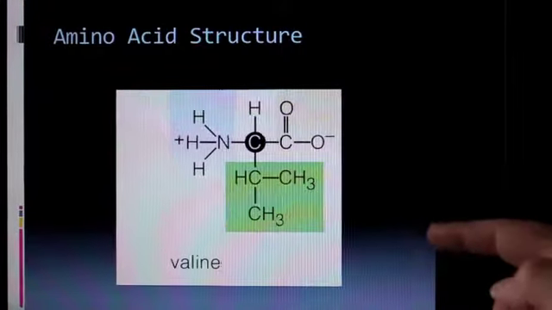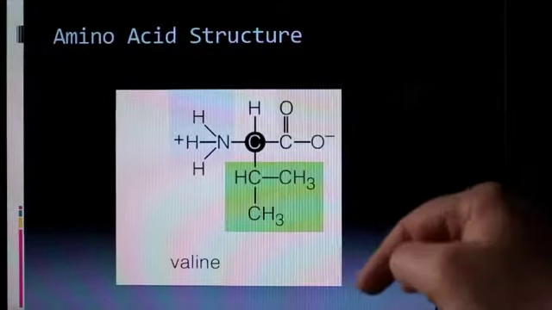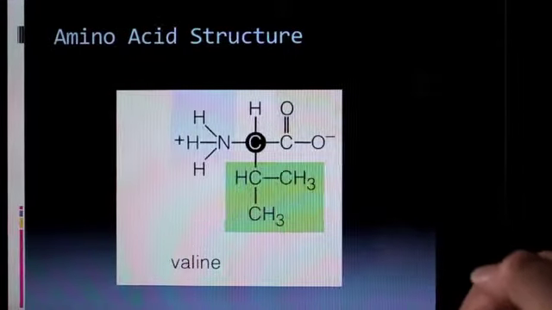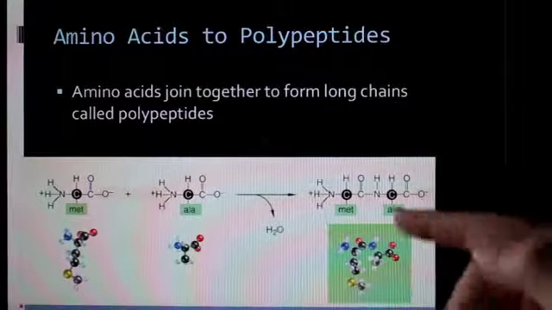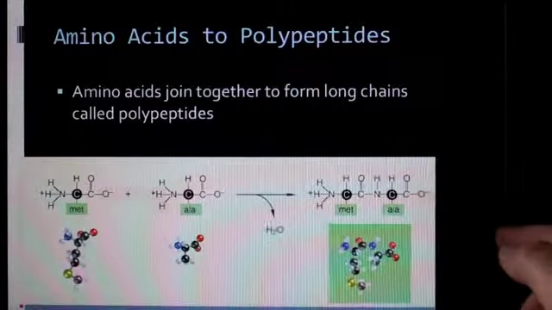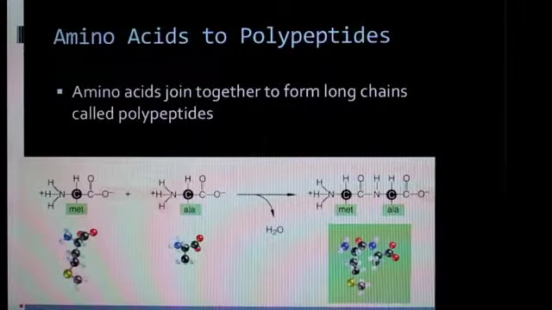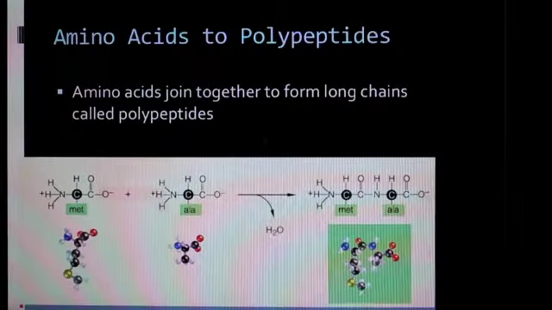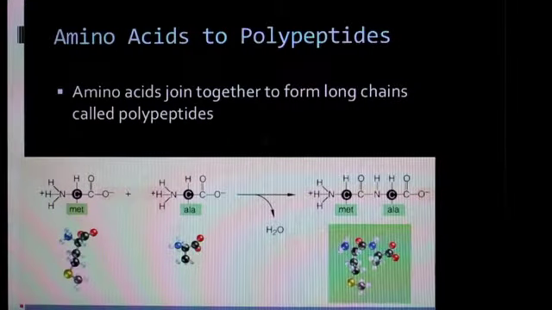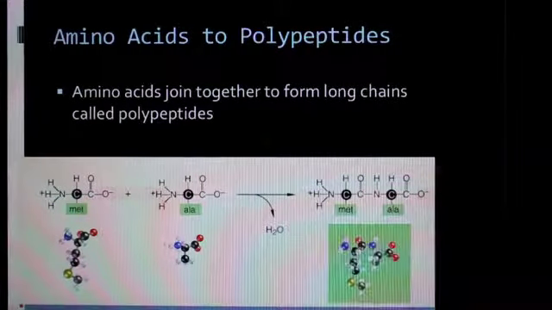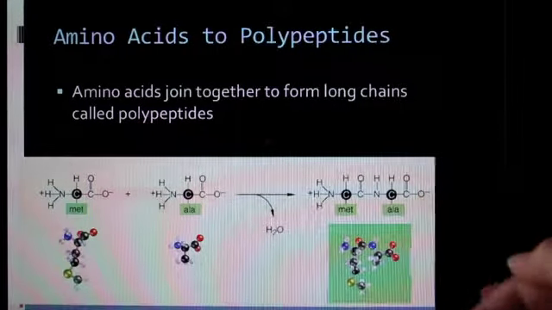So here's an example. Instead of just having an R here, we actually have the chemical formula for one of the side groups. This is valine. Now, the amino acids are joined together to form long chains called polypeptides. Guess what makes polypeptides? What kind of reaction makes amino acids turn into polypeptides? Here's a hint. That's right, it's a condensation reaction.